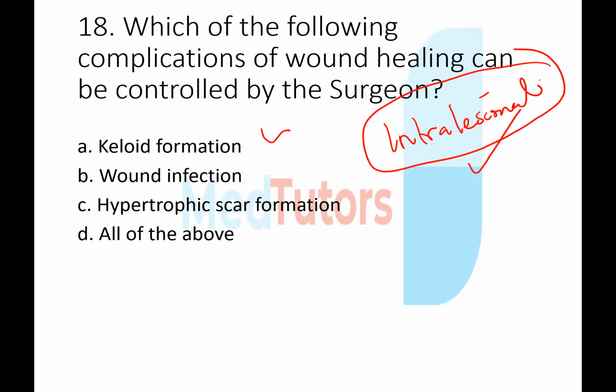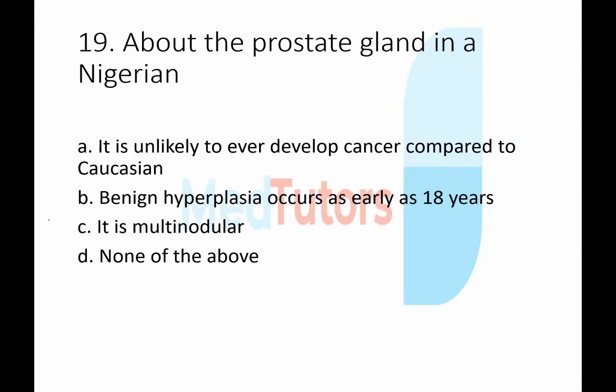Then wound infection, to have control over wound infection, you have to maintain asepsis. You shouldn't breach the surgical principles. You have to maintain asepsis. Hypertrophic scar formation, usually this is seen when the wound is infected. So you have to maintain asepsis. Then the patient will not develop all that.